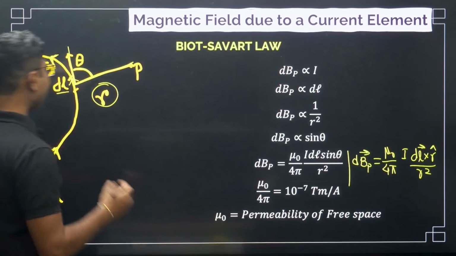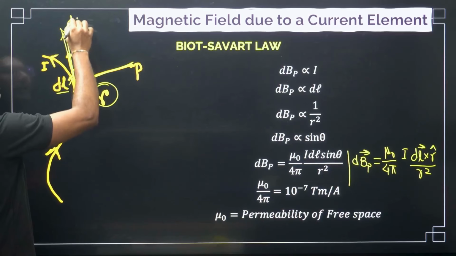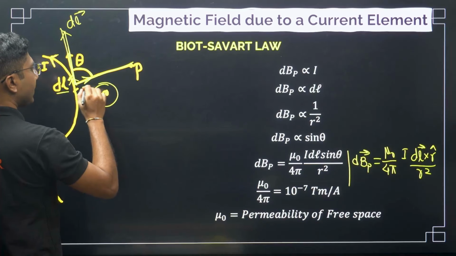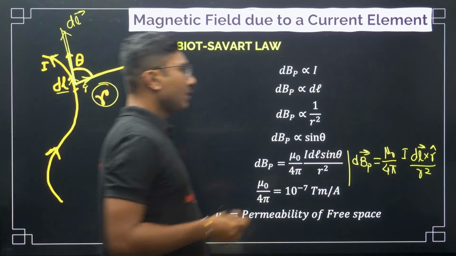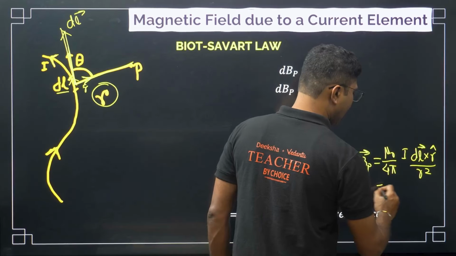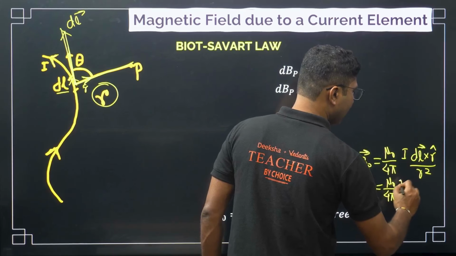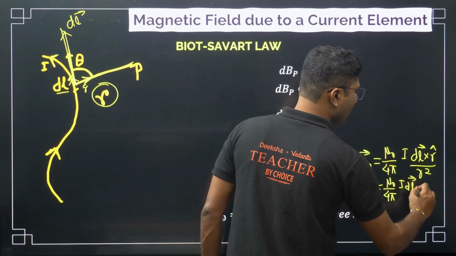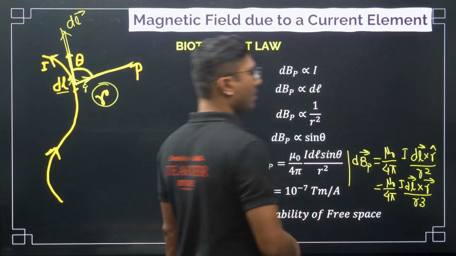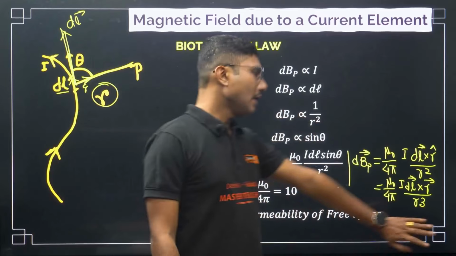What is the direction of the dl vector? The dl vector is in this direction, and r cap is obviously in the direction of the position vector, so this is r cap, the unit vector. So it is dl cross r cap divided by r square. Sometimes the same thing can be written as mu naught by 4 pi, I dl vector cross r vector, not the unit vector, divided by r cube. But that does not mean that it is proportional to 1 upon r cube. Very important.